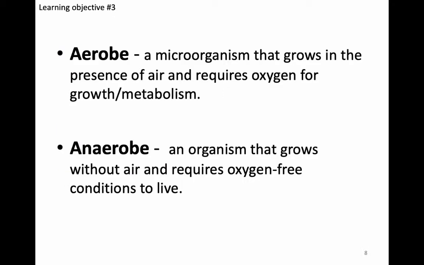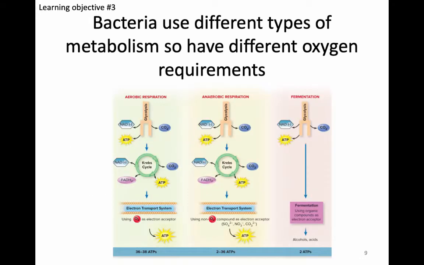Another consideration for microbe growth is whether or not they require the presence of oxygen. If a microbe is aerobic, then it grows in the presence of atmospheric air and requires oxygen for growth and metabolism. If a microbe is anaerobic, it requires an area growing without atmospheric air and oxygen-free conditions to live. And this is based on metabolism for microbes, so how they extract energy from cells to make ATP.